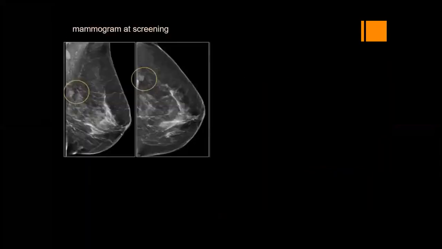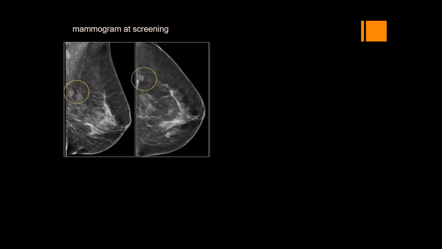Okay, this is a screening mammogram. What is the BIRADS category for this? Zero. Excellent. Why is it 0? Because in screening we have either 0, 1, or 2. 1 is normal, and 2 is a benign lesion. Since this is not, it will be 0. It needs additional imaging, like more views or ultrasound.